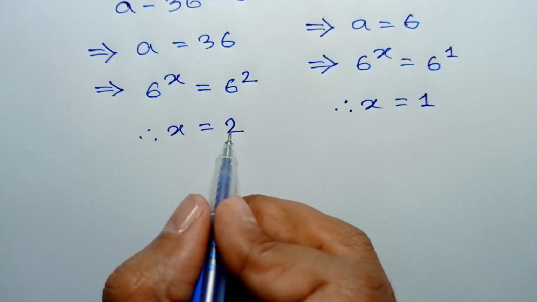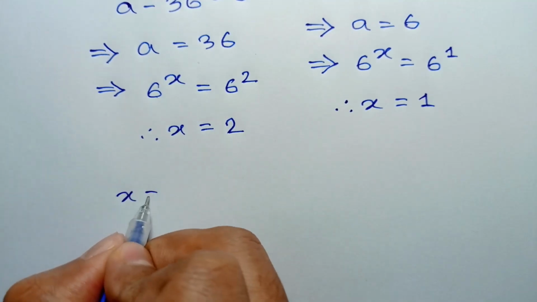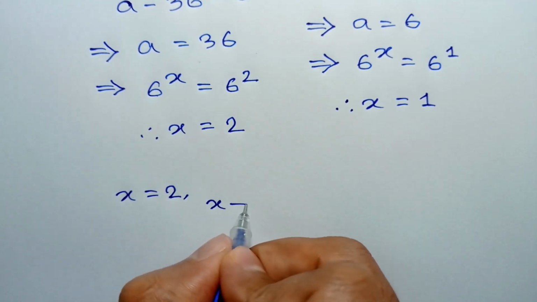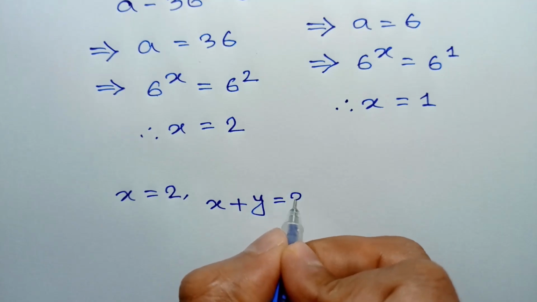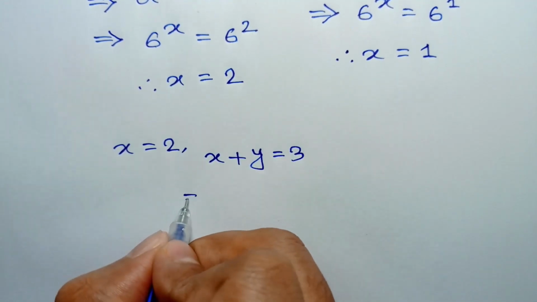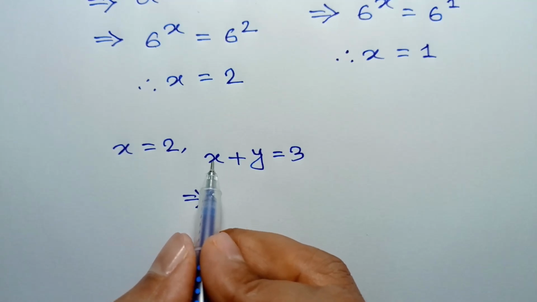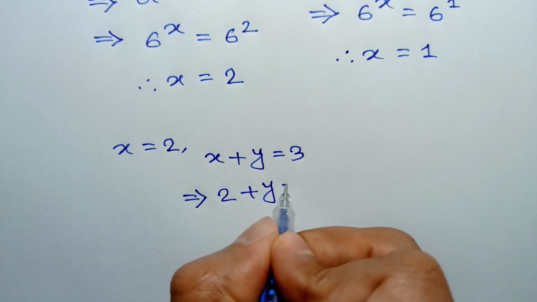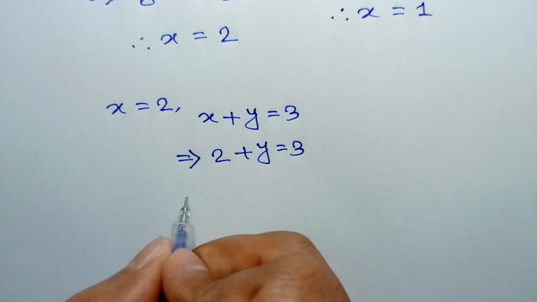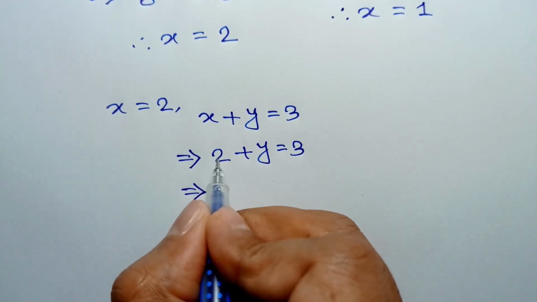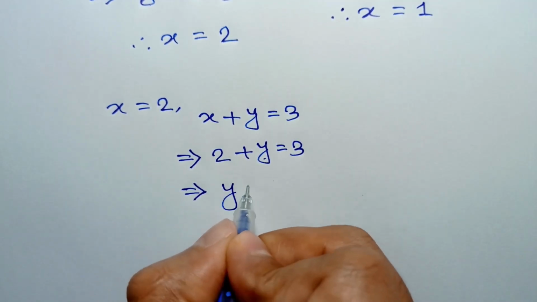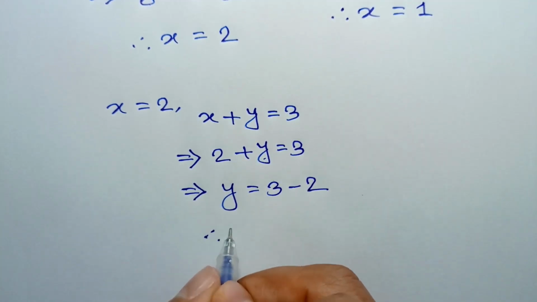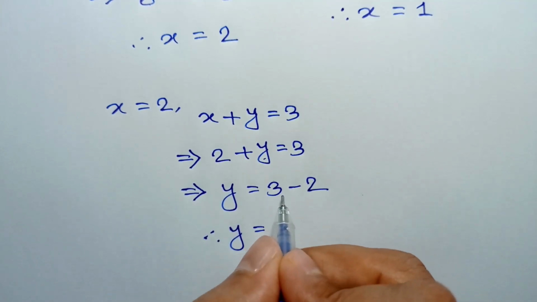Now when x is equal to 2, then from equation 2 we can write x plus y is equal to 3. Substituting the value of x is equal to 2, we can write 2 plus y is equal to 3. Taking 2 to the right side we can write y is equal to 3 minus 2, so the value of y is equal to 1.